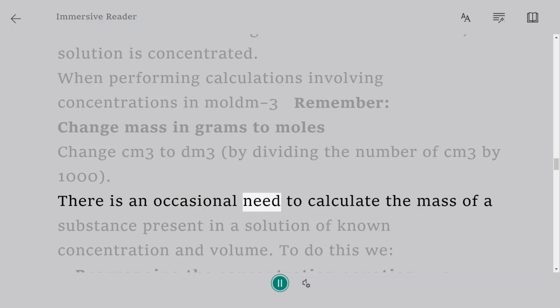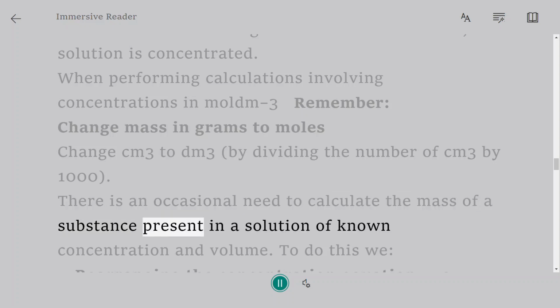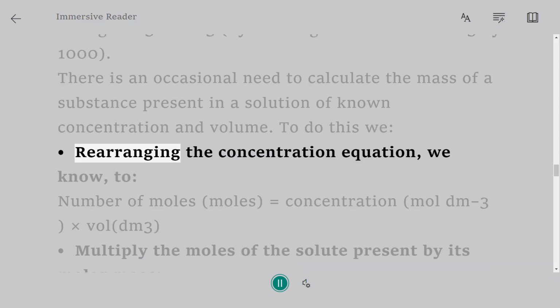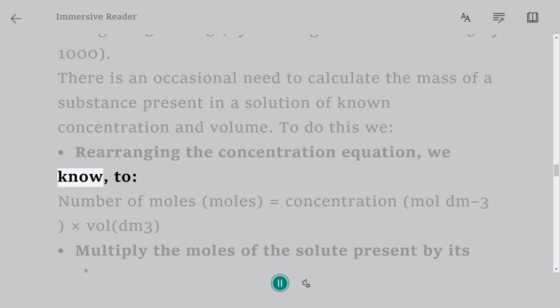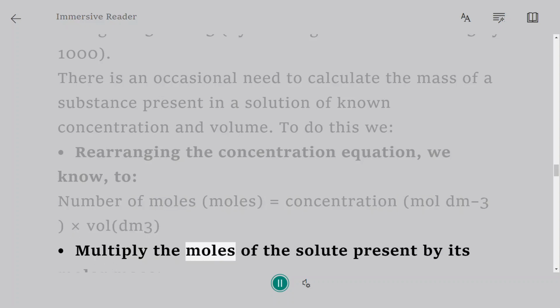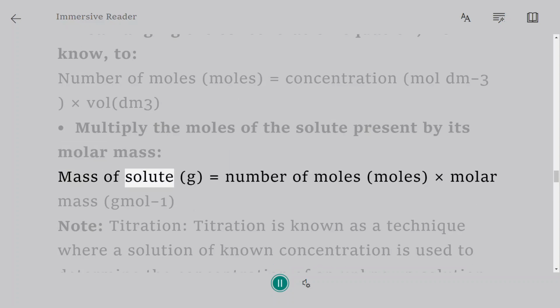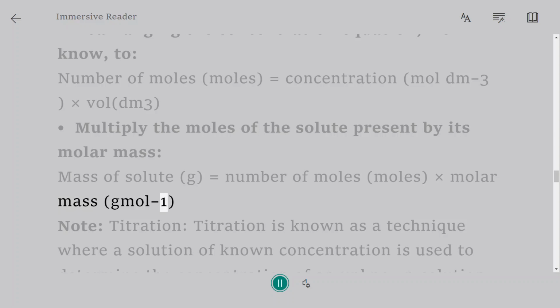There is an occasional need to calculate the mass of a substance present in a solution of known concentration and volume. To do this, we rearrange the concentration equation. We know number of moles equals concentration, mol per dm3, times volume, dm3. Multiply the moles of the solute present by its molar mass. Mass of solute, g, equals number of moles times molar mass, g per mol.